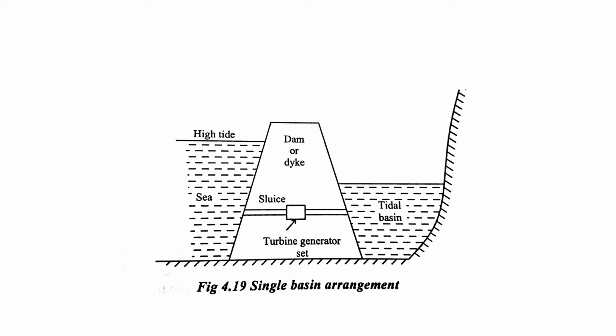See, now if you look at this single basin arrangement, here you see the tidal basin. Here it is high tide. This is a sluice gate where we are going to have the turbine generator. When we open, the water will flow from one side to another side and make the turbine rotate. The turbine blade is connected to the generator shaft and we will get the power. When we close also, the sea water will be flowing from one side to another side. That also will make the turbine rotate. So in both the flows, the turbine will be rotating.